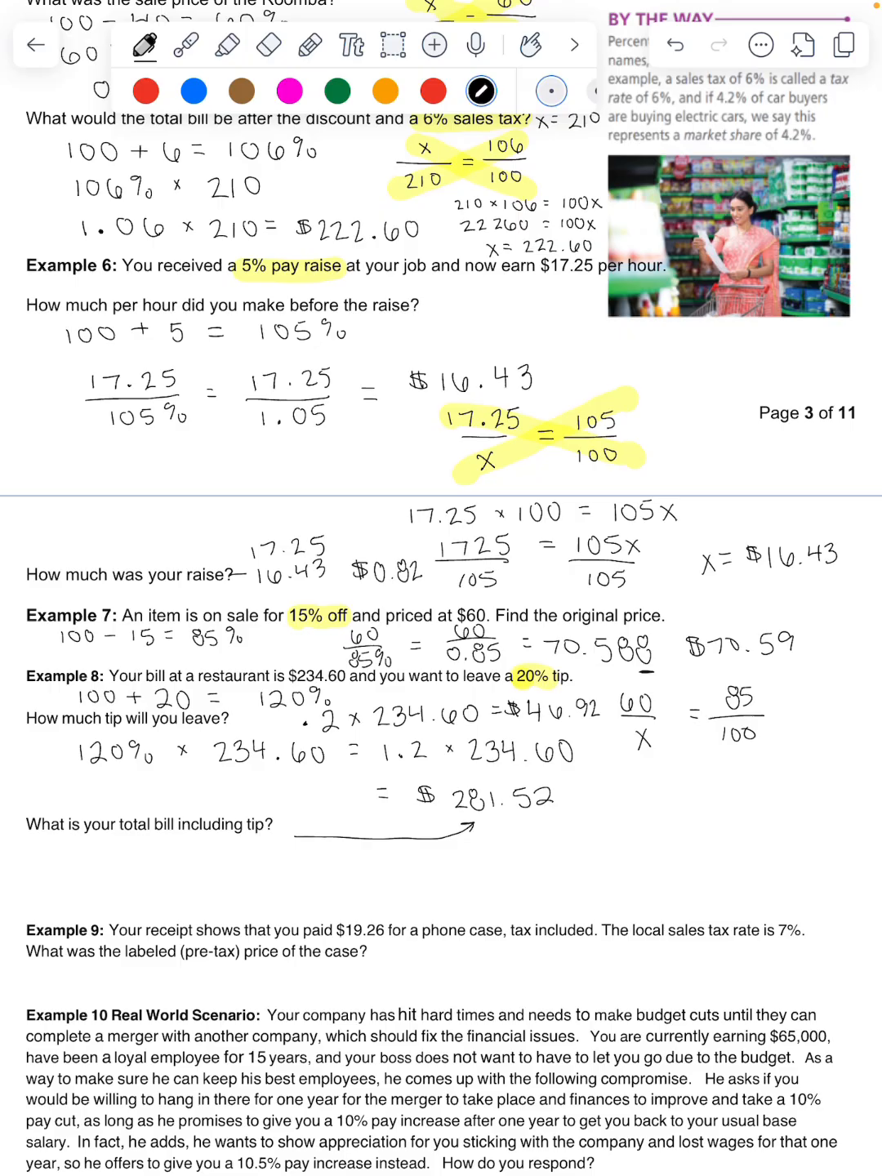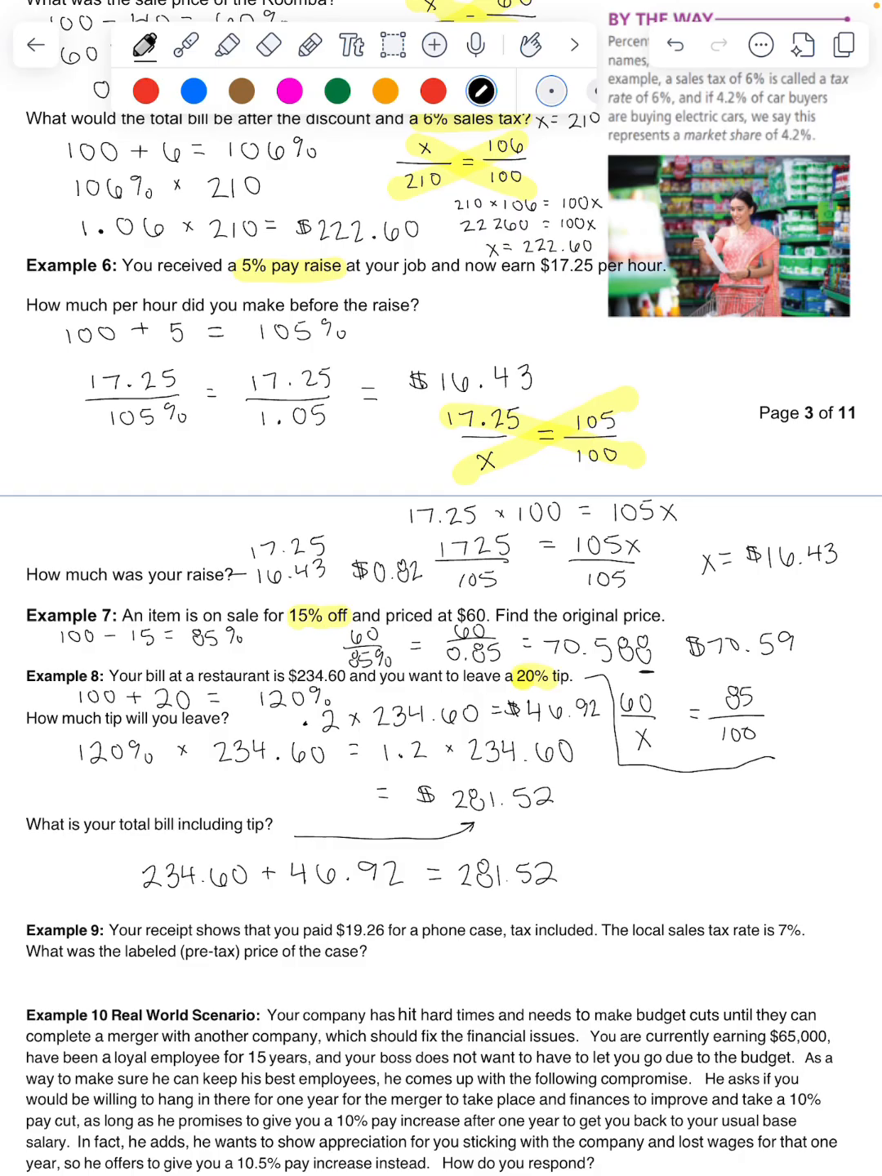So then I've already solved how much my total bill will be. I could have also, if I had actually read what the question said, since I found the tip, I could have just added it to the 234.60 instead of taking 120% of the original bill. I could have added it, and I should get the exact same thing, and I do. I get $281.52.